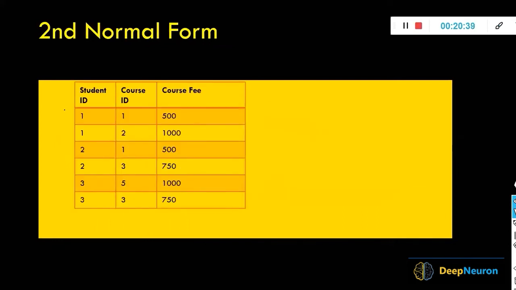Let's take this example: student ID, course ID and course fee. The student whose ID is 1 has taken 2 courses. The student ID and course ID are a composite key. Both of them are key columns, but it is a composite key. Only with the combination of the 2 columns will you be able to understand which course was taken by which student. This student has taken course ID 1, this student has taken course ID 2. This student has taken course ID 1, this student has taken course ID 3.